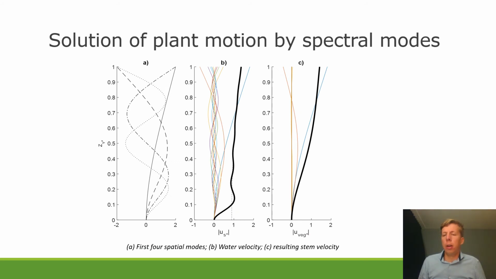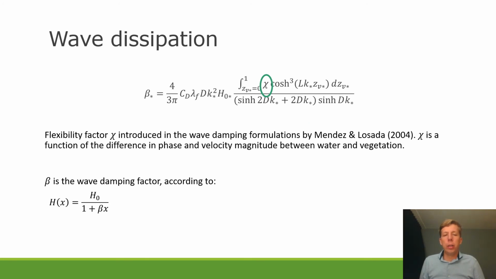So what happens is that we can project the water particle motion on the spatial temporal modes, and based on that we can solve the system of equations and find the vegetation motion, which we can then use to find the wave forces. And what we're really interested in is the wave dissipation, and into this component we introduced a new flexibility factor. So we found that the wave damping formulation by Mendez and Losada could be maintained, and only this flexibility factor could be introduced to correct for the fact that flexible vegetation generates less wave damping.